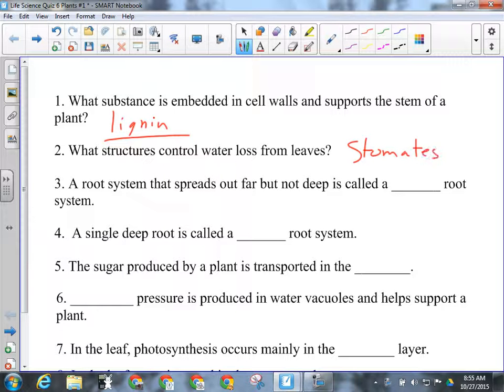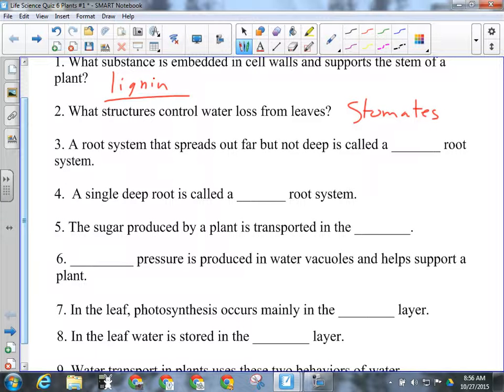Okay, the reason I won't accept cuticle is because it doesn't control water loss, it prevents it entirely. The stomates, because they can open and close, have more of a controlling influence than the cuticle does. Number 3, a root system that spreads out far but not deep is a fibrous root system.